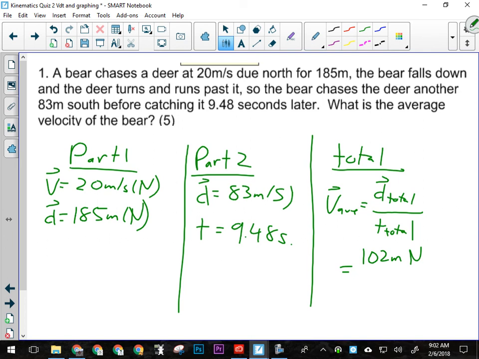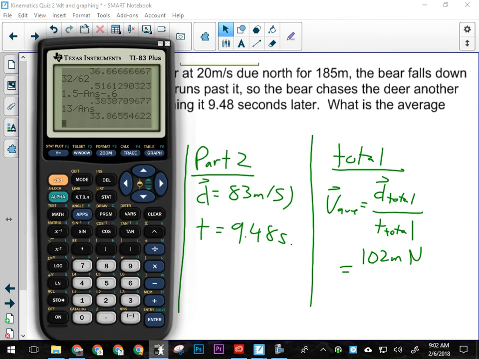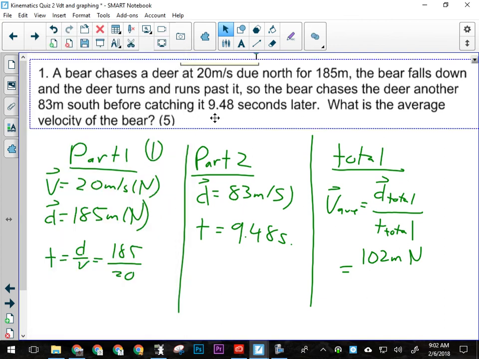So for right now, guys, mark-wise, give them 1 mark for having givens written down. They wrote down some givens because I always tell you, write down your givens. That's a mark. Next step is I've got to find the time for part one. So t equals d over v, so we're going to go 185 over 20. So we've got 9.25 seconds for this first section of the chase.